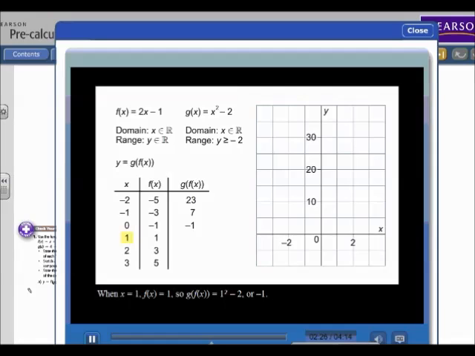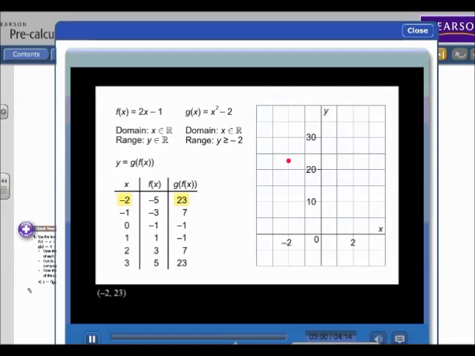When x equals 1, f at x equals 1. So g at f at x equals 1 squared minus 2, or negative 1. When x equals 2, f at x equals 3. So g at f at x equals 3 squared minus 2, or 7. When x equals 3, f at x equals 5. So g at f at x equals 5 squared minus 2, or 23. Now I can plot the points.